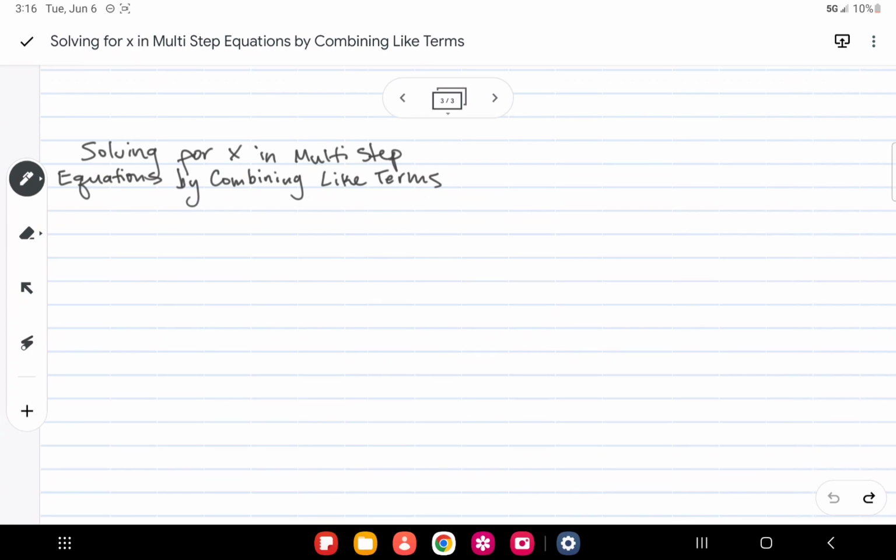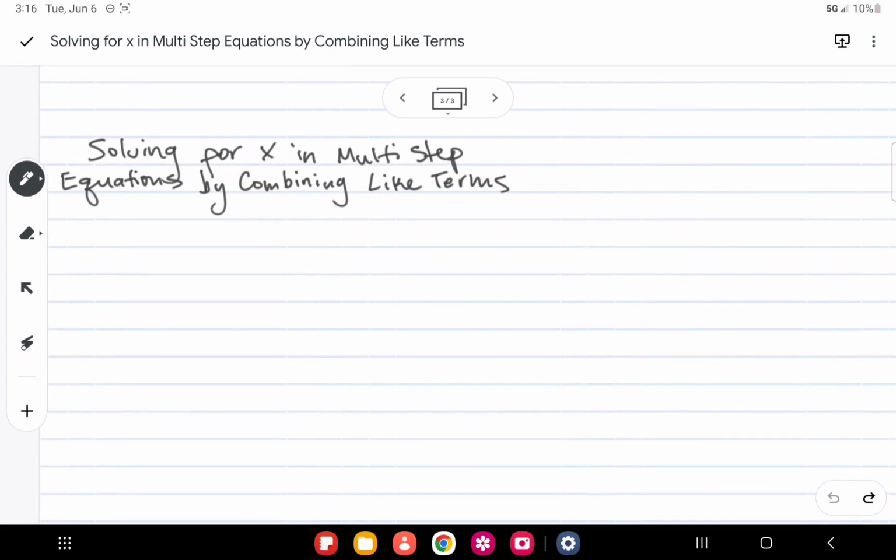Now, we are familiar with solving for x in multi-step equations, but the new thing here is by combining like terms. So we will go ahead and jump to an example just so we can understand what that means.